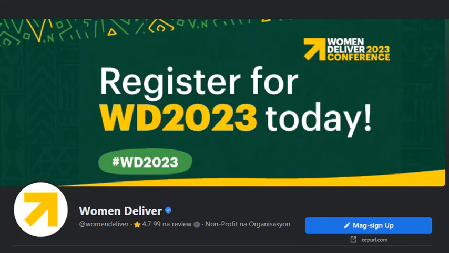So for example, this is a Facebook page called Women Deliver, a non-profit organization. So taking a look at their logo, very simple, no? It's just a thick arrow, yellow in color, behind a white background. So if you look at the logo, parang pag ni-rotate mo siya, it would form the letter W, maybe for women, diba? And we have some connotations about arrows. Like for example, it may mean progress, change, or empowerment, diba?